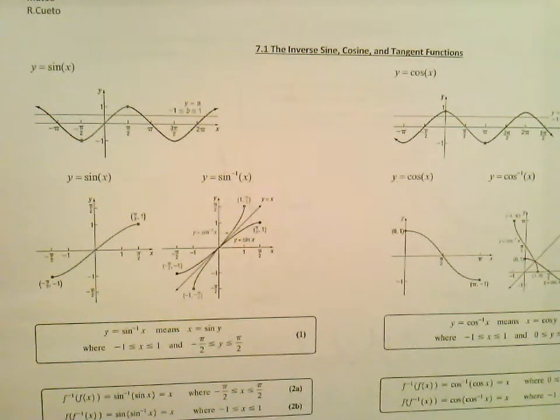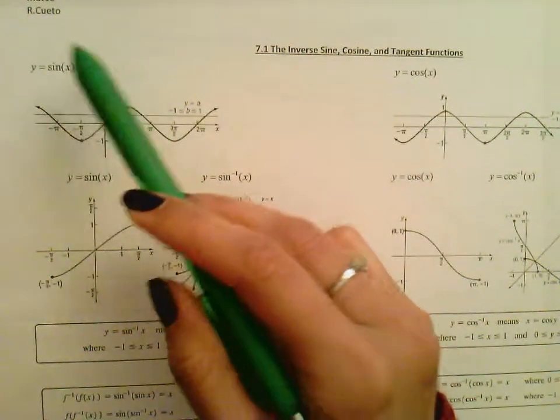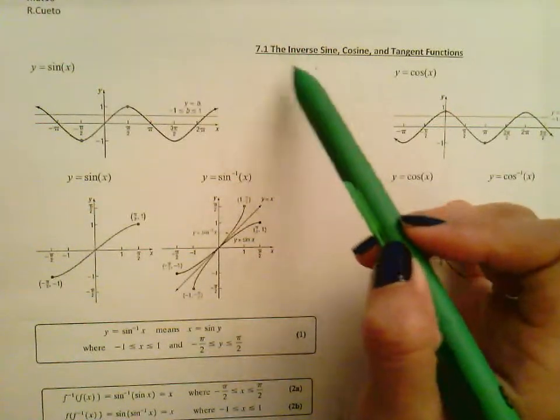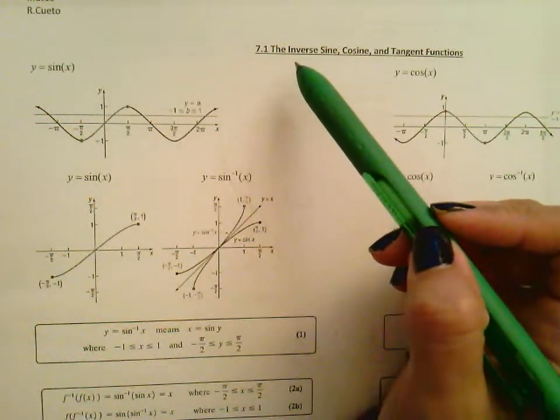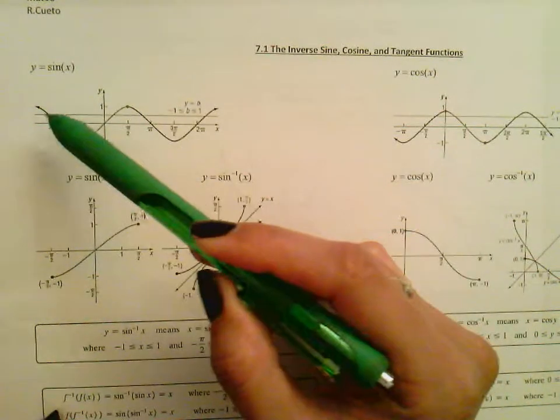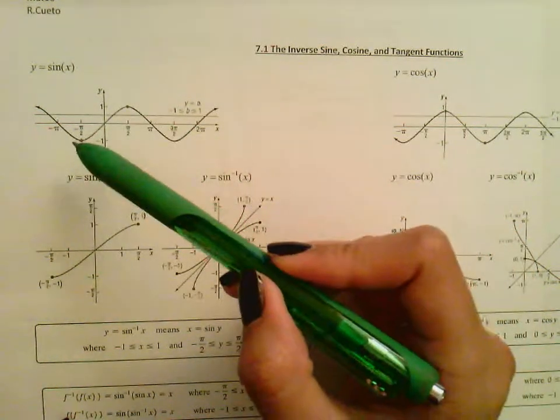Section 7.1 is on the inverse sine, cosine, and tangent function. So we're going to go ahead and start with y equals sine of x. In order to have an inverse, first of all, my original function has to be 1 to 1. If it is not 1 to 1, we either have to restrict it, or if we don't restrict it, we can't have that inverse.